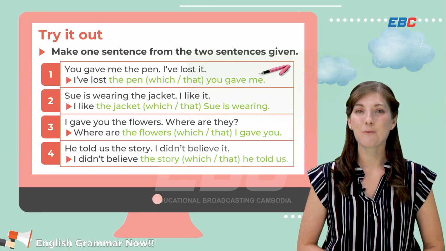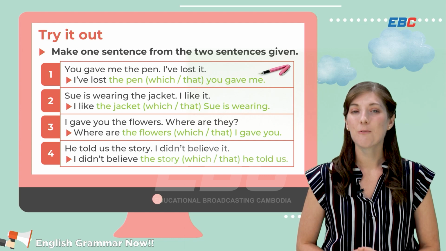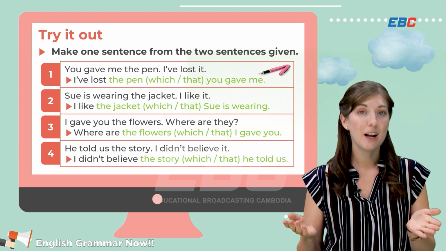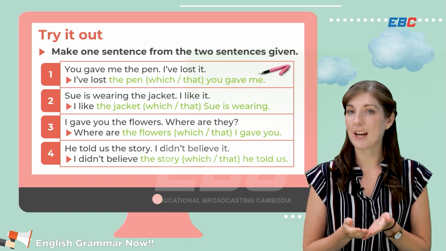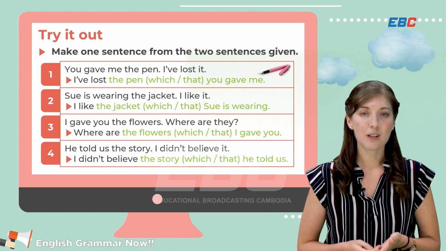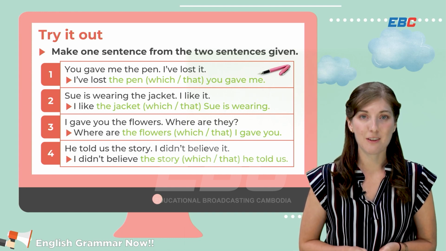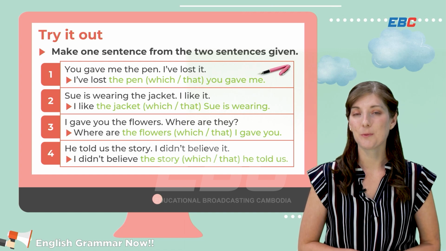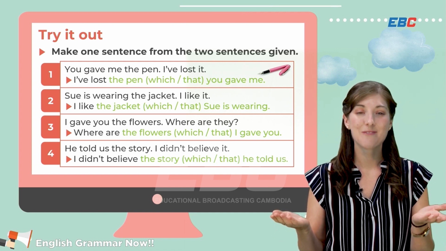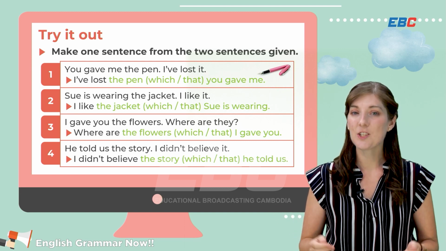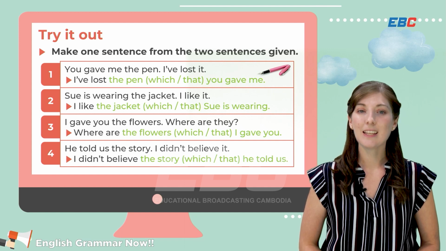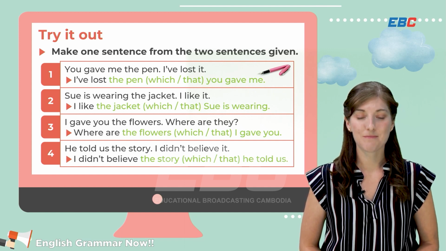Here's what we could write for each of these sentences. For number 1, we have the 2 parts. You gave me the pen, I've lost it. We could put those together by saying, I've lost the pen which you gave me, or I've lost the pen that you gave me. Number 2, Sue is wearing the jacket, and I like it. We could say, I like the jacket which Sue is wearing. Or more informally, I like the jacket that Sue is wearing.